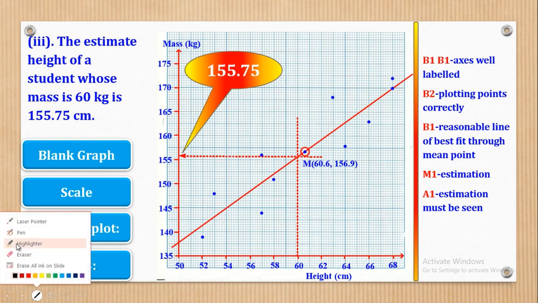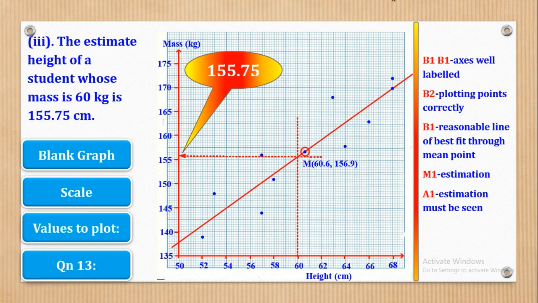So in this case, we shall see that this B1 and this B1, these 2 marks are for the horizontal axis well labeled and the vertical axis well labeled. Then 2 marks for plotting all those values correctly, including the mean point. This B1 is to draw a reasonable line of best fit through the mean point. Remember we said a reasonable line of best fit must leave equal or almost equal points on either side. So if I see that, that is how the B1 comes.